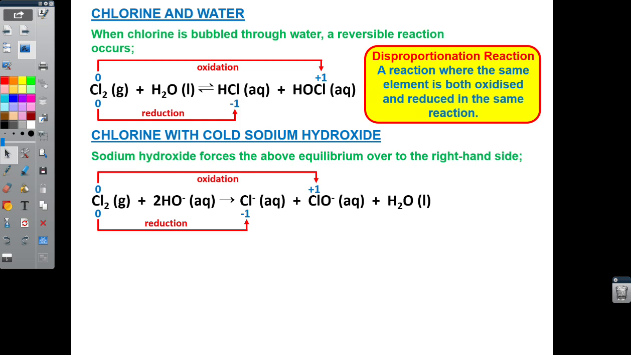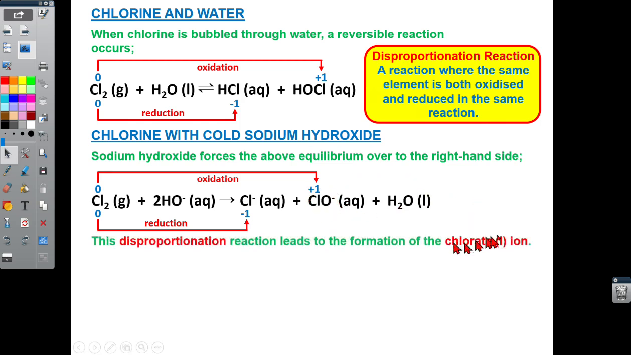So chlorine with cold sodium hydroxide, we get a disproportionation reaction again, forming this sodium chlorate 1 or chlorate 1 ion, depending on the counter ion present. And in fact, we'll talk more about this in a second, but this is the main constituent of bleach. So this is how you would make some bleach. You would take chlorine and add cold aqueous sodium hydroxide to it.